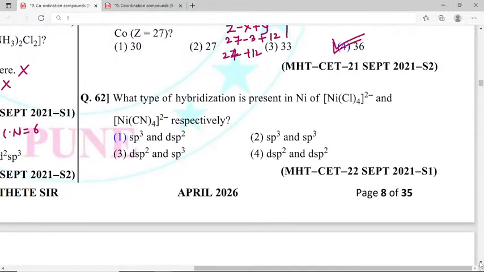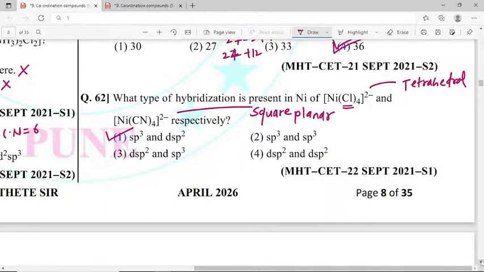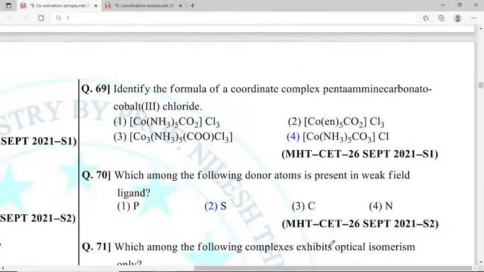What type of hybridization is present in nickel, in [NiCl4]2- and [Ni(CN)4]2-? So this is a weak field ligand, so sp3, and this [Ni(CN)4]2- is dsp2. So this is tetrahedral, and this is square planar. Square planar has hybridization dsp2 and tetrahedral has hybridization sp3.